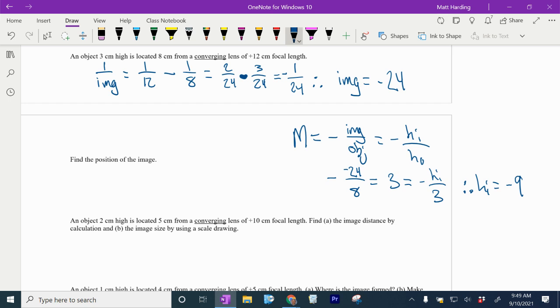And then the ratio ends up being, well, what am I going to have here? I'm going to have negative 24 over 8. That would be negative 3. But then this negative sign here turns the magnification into a positive 3. I think that's where it should end up, that I have a positive image height, because there is no negative sign there. So I get positive 9 centimeters for the image height.